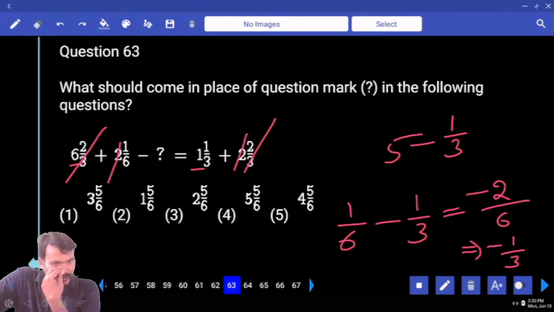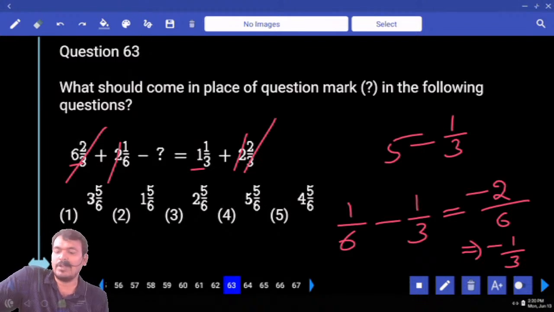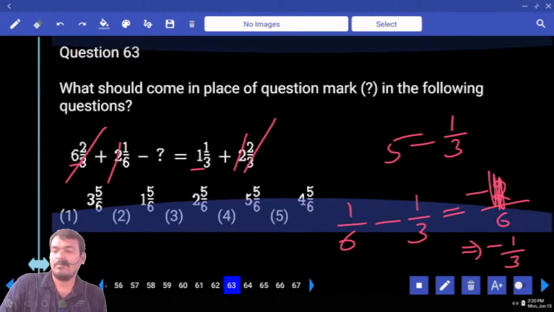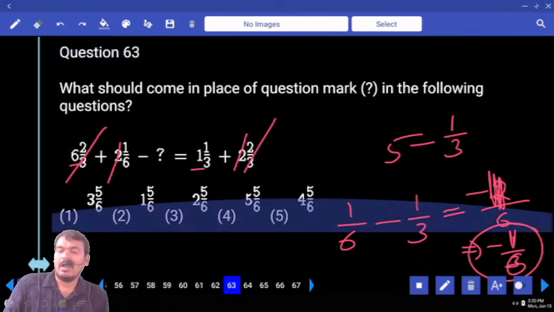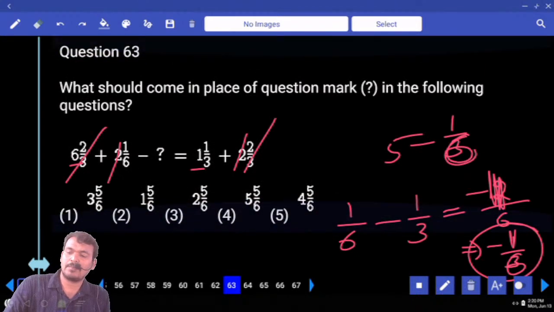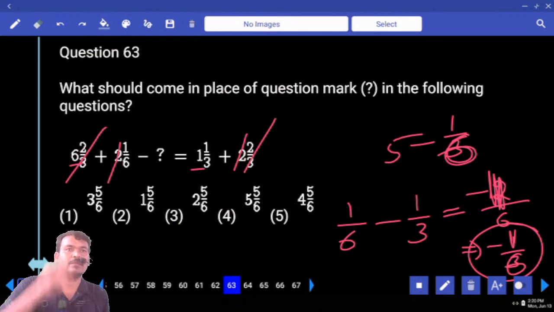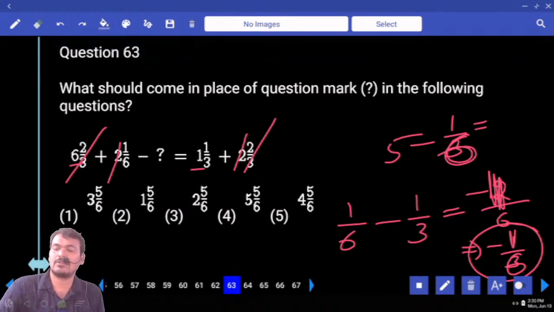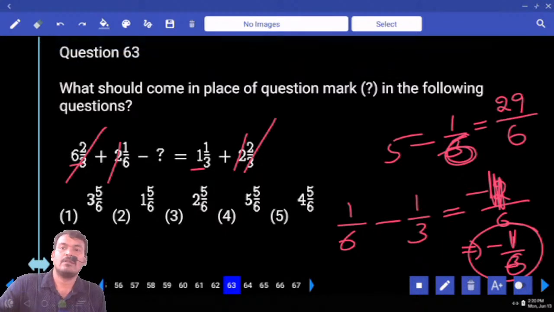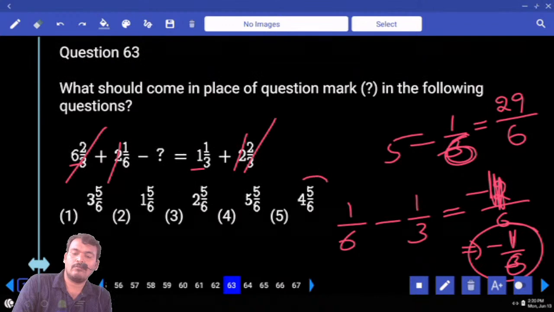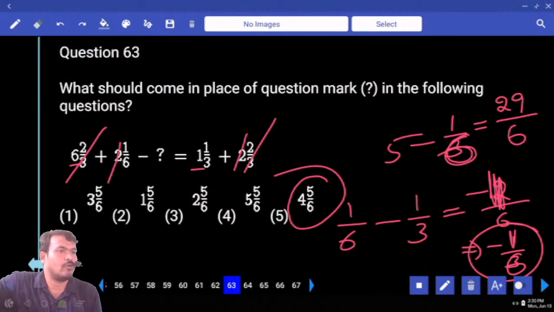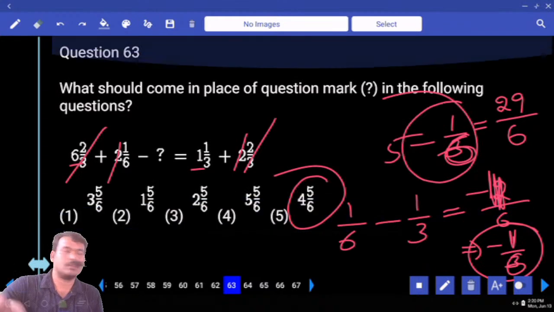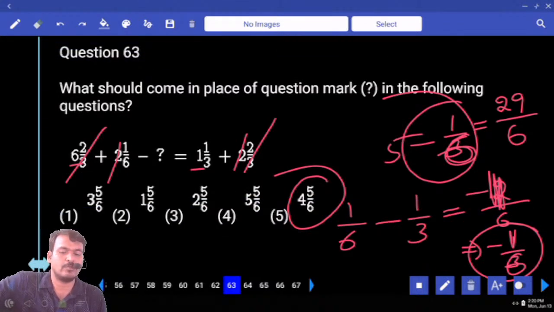1/6 minus 1/3. What is the LCM? 6. 6, how many times? 1 time. 3, how many times? 2 times. 1 minus 2 means it will be -1 or not? -1/6. Out of 5 we are subtracting -1/6 or plus 1/6? -1/6. 5 minus 1/6 will be written as 29/6 or not? 29/6 means 4 5/6 or not? 4 5/6. What is the negative fraction? 1/6 or not? Converted to positive, we get 5/6 or 6/5?